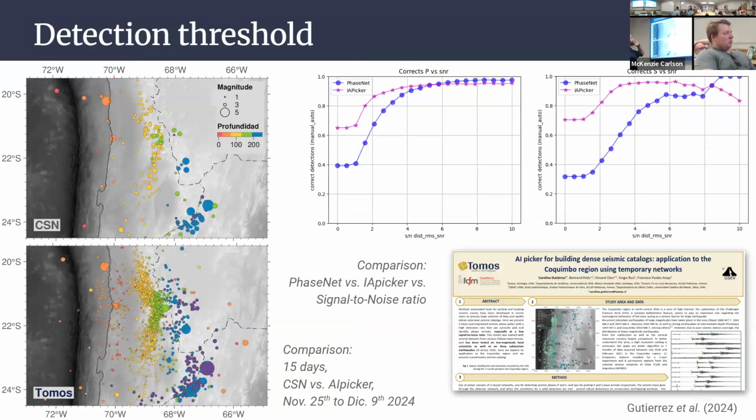Other examples, this is 15 days in northern Chile. So the interest of using automatic picking is basically this, the same 15 days. The CSN has a few tens of events, we have a few hundreds. And this takes about 1 hour to compute. This is, well, manual picking, so it takes forever, but they do it in real time, so it's easier.